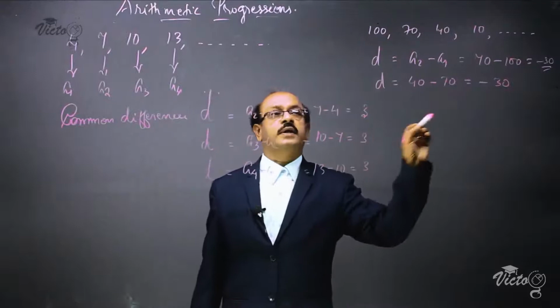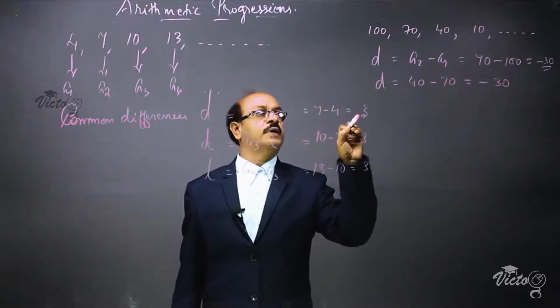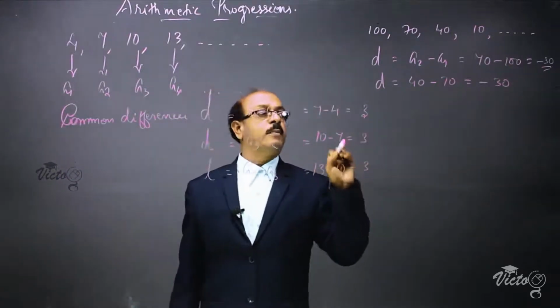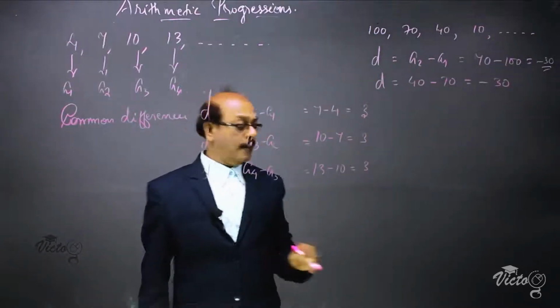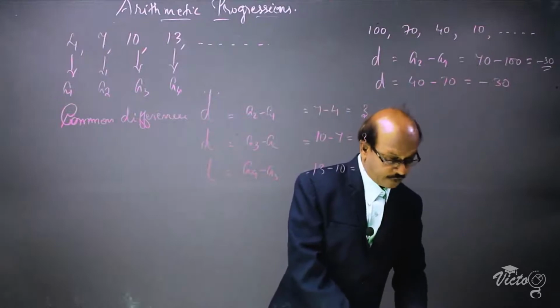The process is continuing, and we are obtaining the terms 100, 70, 40, 10, etc. by adding the common difference minus 30 to each term of the given progression. Okay. Then we are checking another example.